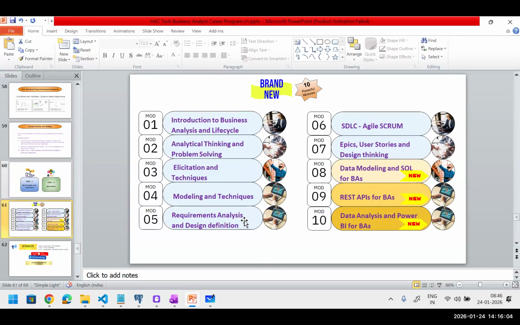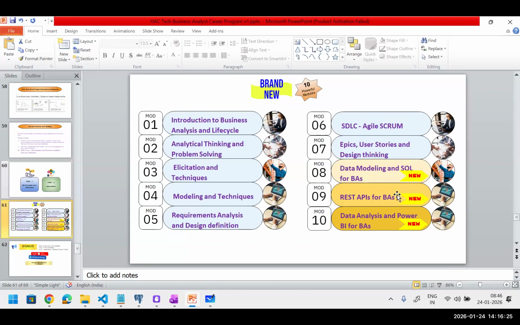Requirements analysis and design definition, that's a markups kind of a thing. And this is all about hard skills, talking about the software development lifecycle, agile, and specific to the framework Scrum. Next, how to write epics, user stories, and features, and how to write user stories. We will have very detailed sessions.